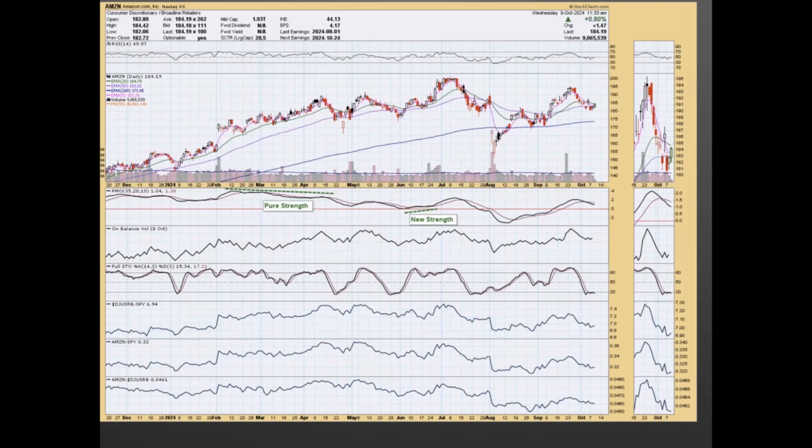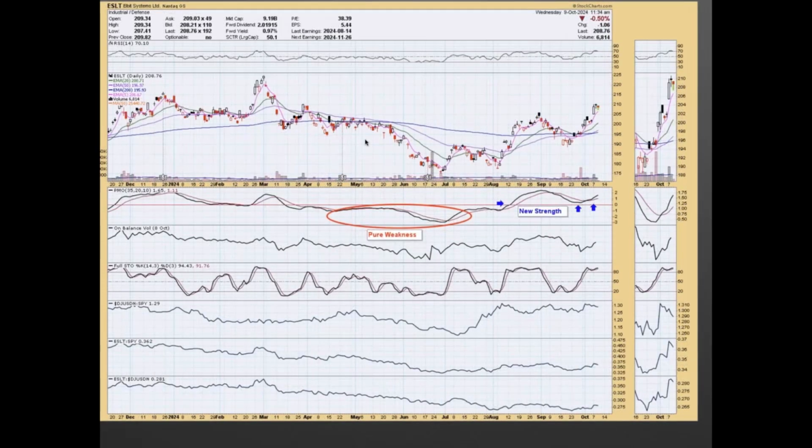All right, so let's look at our next example. In this case, I've marked pure weakness. Now the PMO got very flat here beneath the zero line, but it wasn't that far beneath the zero line. And you can see price pretty much held up during that period. But we really were still experiencing pure weakness. And as soon as this PMO turned down, we were looking at even more weakness. You got the sell signal back here. So we knew that we were going to see lower prices, and sure enough, that's what we got, much lower prices.